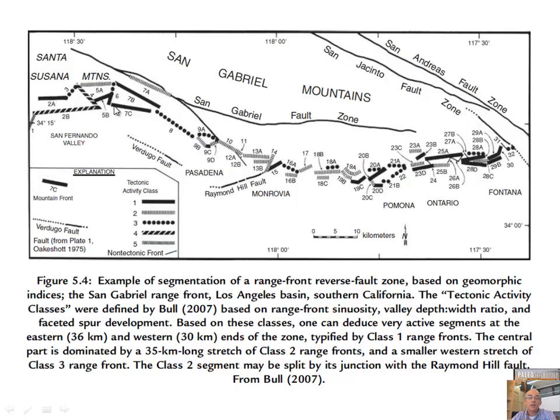So in this case, especially because it's a thrust, most of these kinds of indices are better indicative of differential rock uplift rates all across fault zones. So, comments?